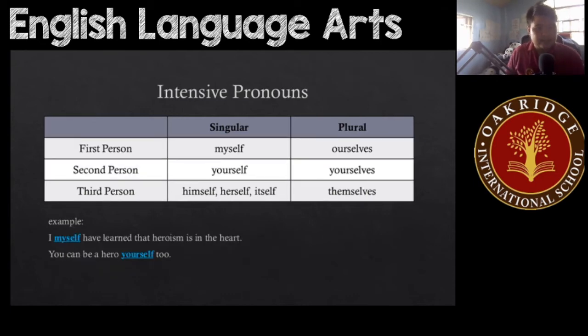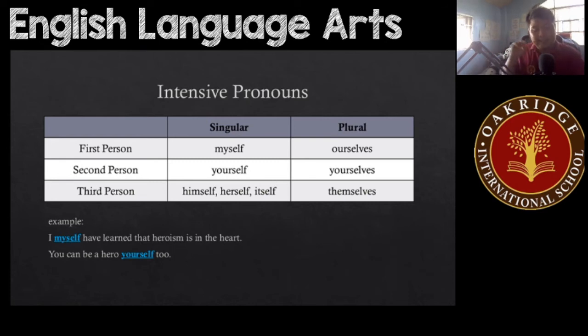What about intensive pronouns? For intensive pronouns, class, the compound personal pronouns are still the same, but it's how you use them that's different. They are just used to give emphasis to the noun before them. First example: I myself have learned that heroism is in the heart. The myself there is just telling that it's no one else other than I. The next one: you can be a hero yourself too. Again, here it doesn't play any role, other than saying that no one else can be your hero than you.